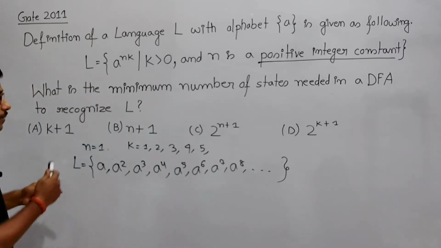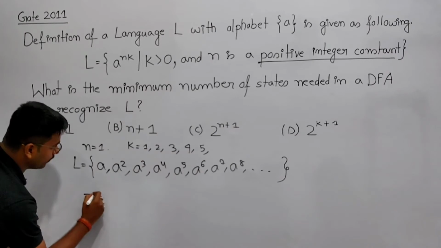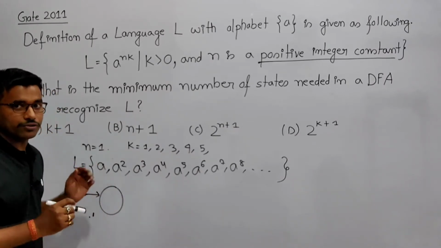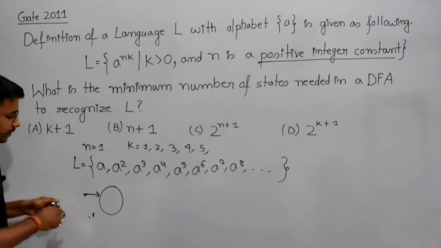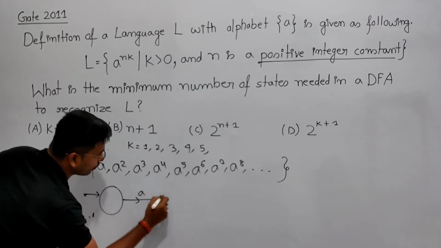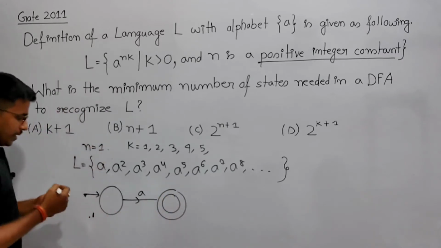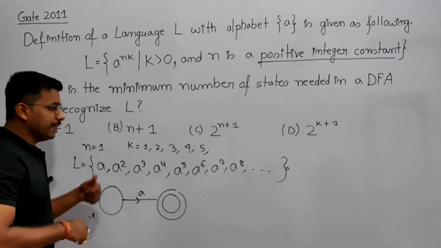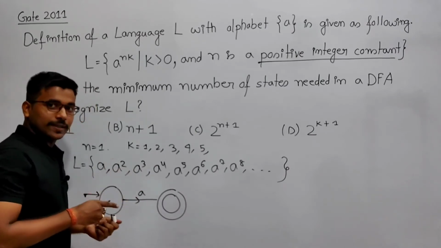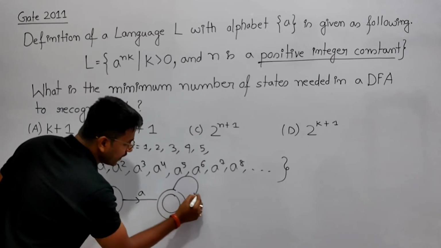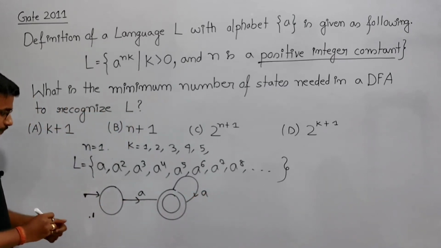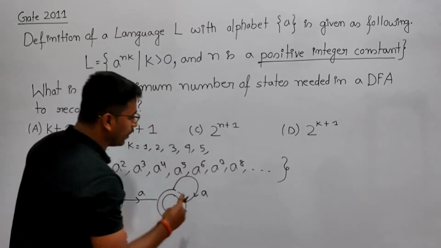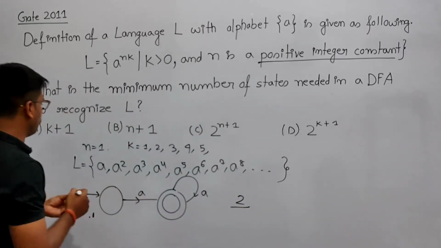Now construct a minimal DFA for this. The initial state is not going to be a final state. Why? Because epsilon does not belong to this language. Now you need to accept a, so by only getting a, you need to go to the final state. Again if you get a, accept it, again getting a, accept it. After that, any number of a you get, you need to accept. So you need to be in a final state after getting a. Now see, when n is 1, you require 2 states in your minimal DFA.